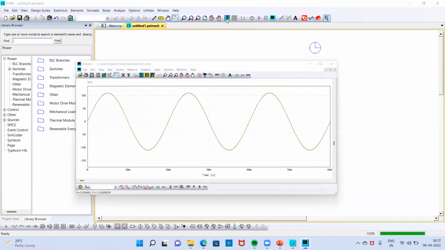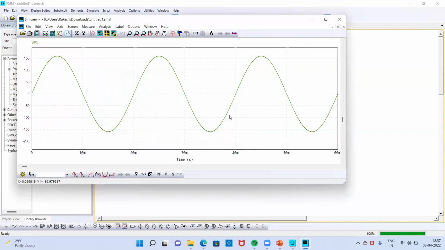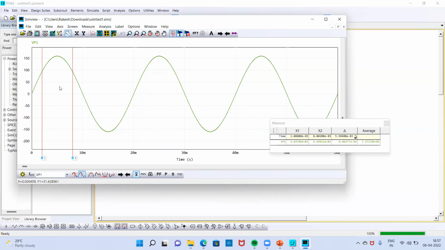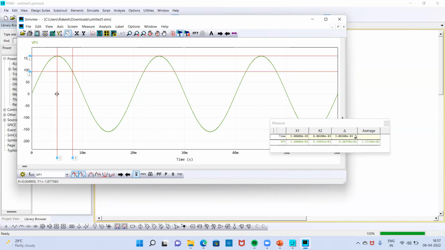Again I will run this one and you will see it is again a sinusoidal waveform. You can see its value here. In the previous case the peak amplitude was 100, but now this value is increased to 150. You can see here the value is 150.